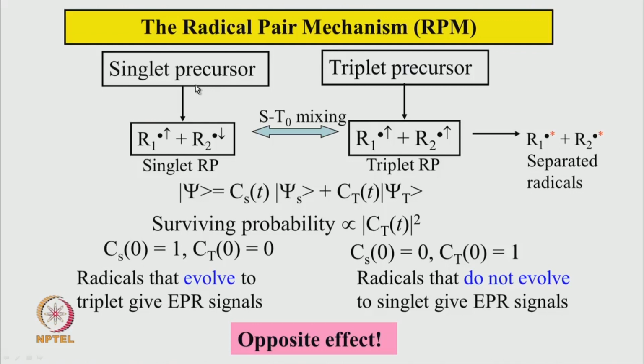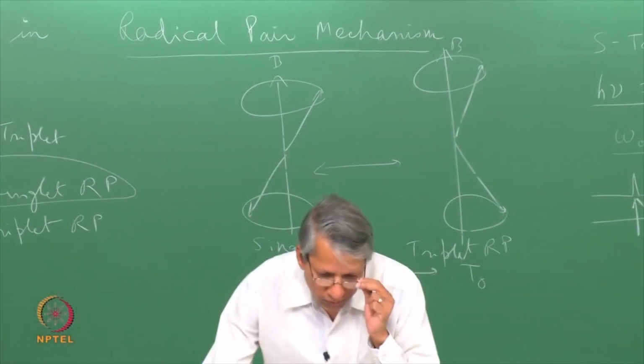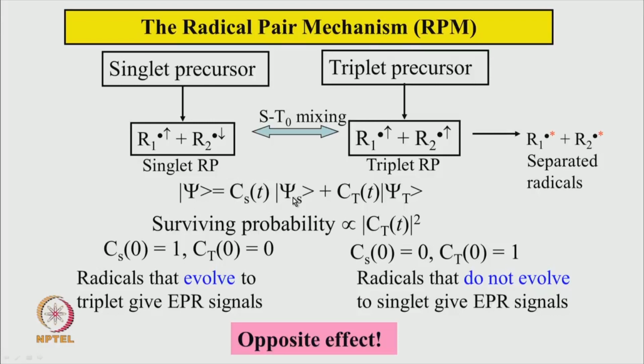Again, to summarize the dynamics of this one: the precursor decides the evolution in this fashion, that for a singlet precursor, at the time of creation these two radicals have opposite spin, we call it singlet RP, and for a triplet precursor the initial spins of the two radicals are parallel, so we call them a triplet radical pair, and then this ST0 mixing takes place by this sort of difference in the precessional frequency. So, the wave function here has this mixture of singlet radical pair and triplet radical pair, and these coefficients depend on time.